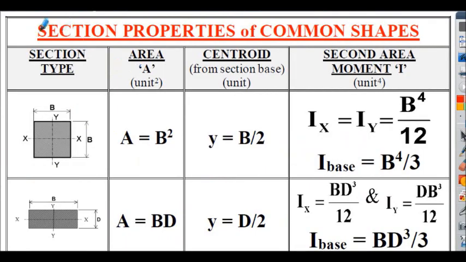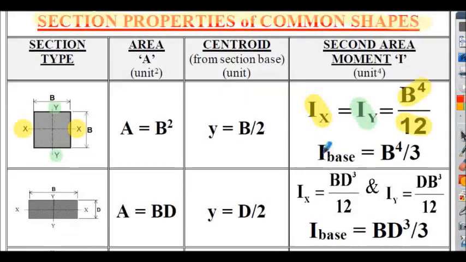For ease of reference, I've produced this table of section properties of common shapes that we'll be referring to within the following exercises. So I've shown on the left hand side the typical section. We start with a square. The area and the centroid location are very easy to find for the square, but I have included on the right hand side here the second moment about the XX axis, which is actually our centroidal axis. That's the same as that about the YY axis for a square. So that's b to the 4 divided by 12. I've also included the I about the base of the square, and that's b to the power of 4 divided by 3.